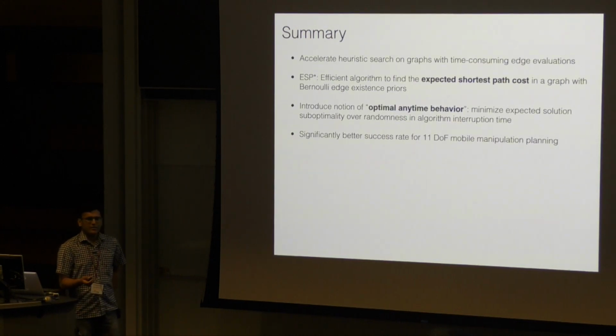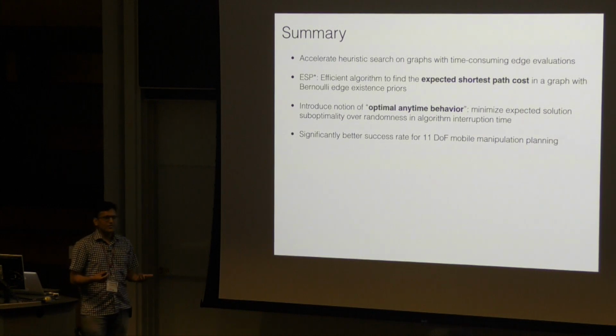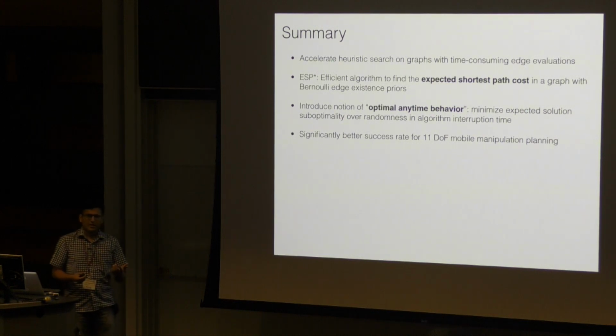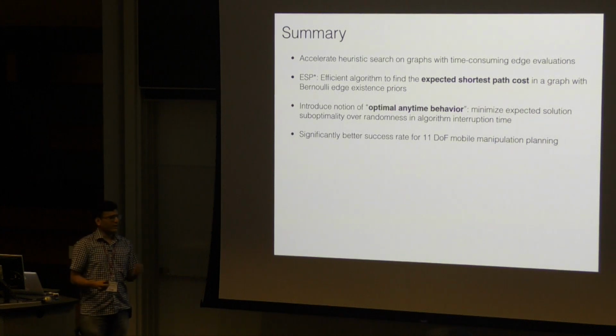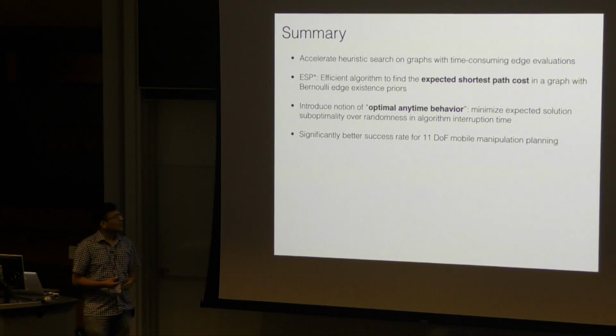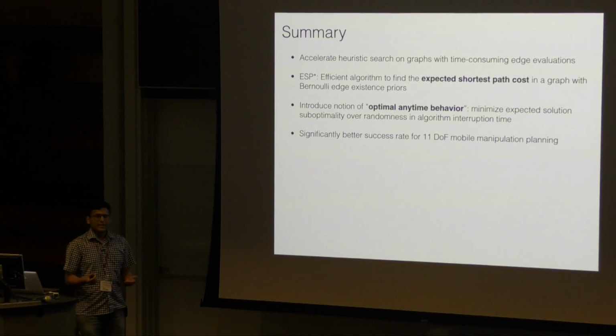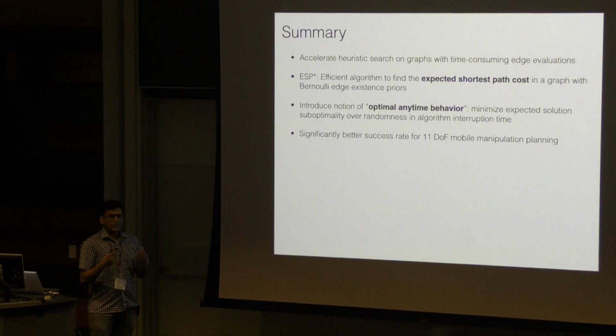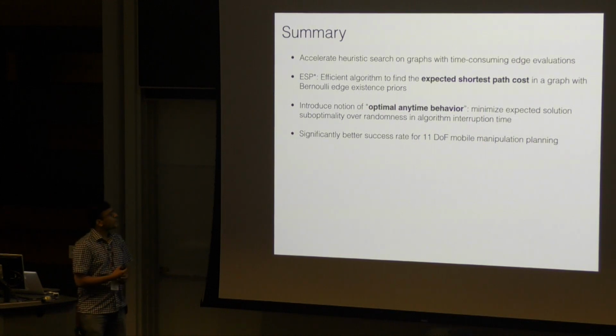And in summary, what we presented was an algorithm to accelerate heuristic search on graphs where we have existence priors for edges that are time consuming to evaluate. And so to do that, we presented two algorithms. One was ESP star that generates a set of paths from start to goal and can compute the expected shortest path cost. And the second one was this anytime edge evaluation algorithm, which introduced this idea of an optimal anytime behavior, which is minimizing the expected suboptimality bound over a randomly chosen interruption time. And we showed that we can obtain significantly better success rates for this high dimensional motion planning problem.